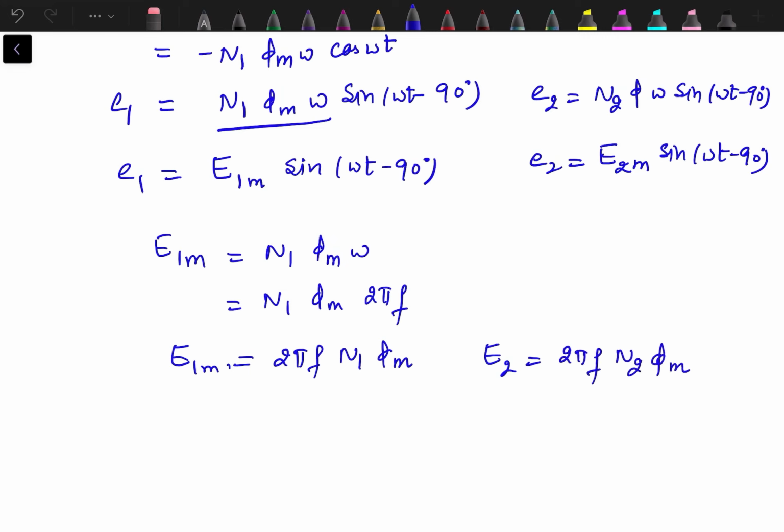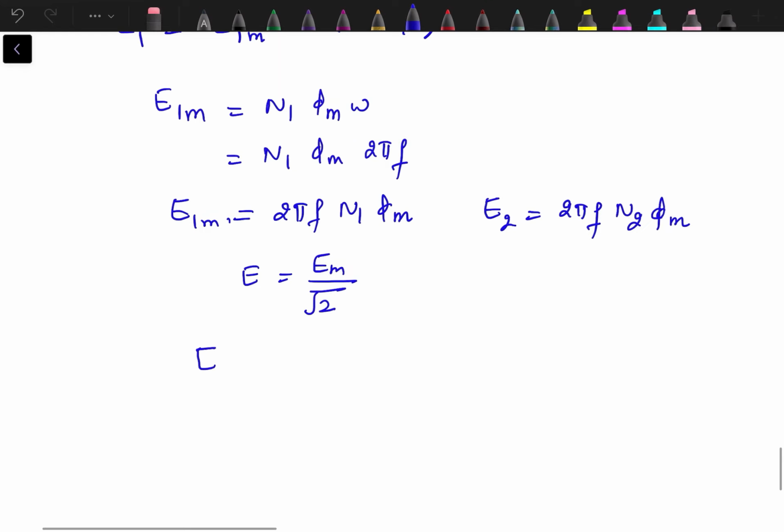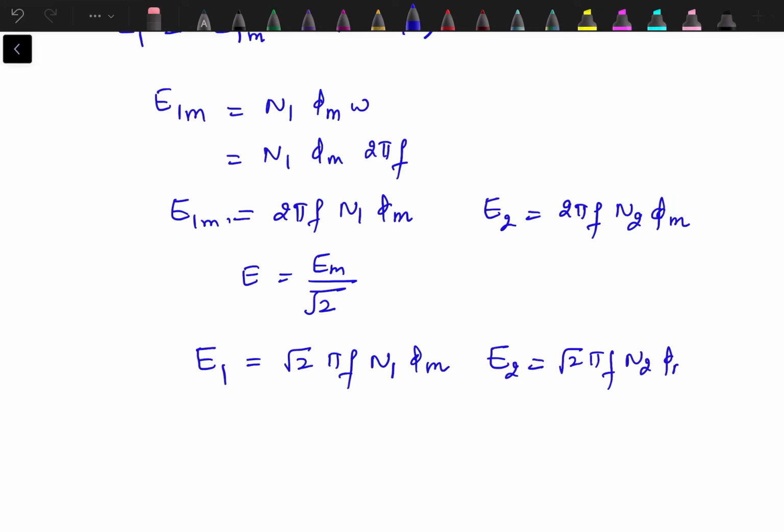Now we can find out the RMS value of induced EMF since RMS value is E max by root 2. So E1, that is the RMS value of induced EMF in the primary winding, will be root 2 pi f N1 phi max, and RMS value of induced EMF in secondary will be root 2 pi f N2 phi max.